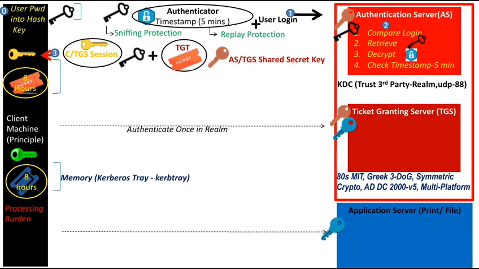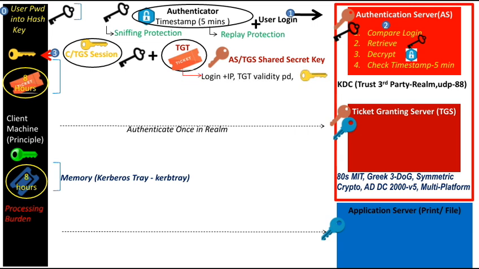So this first ticket, or ticket granting ticket, is encrypted with a shared secret key which is shared between the authentication server and the ticket granting server. So this second secret key is only known to the authentication server and the ticket granting server, but it is not known to the client. Therefore, the client cannot decrypt the information contained in the ticket granting ticket. So the client can only replay this information.